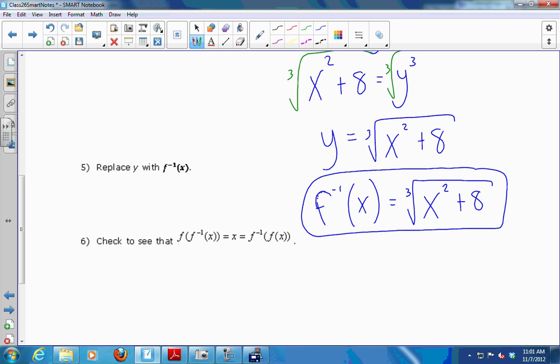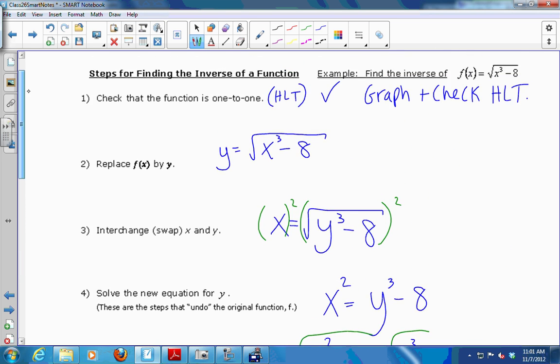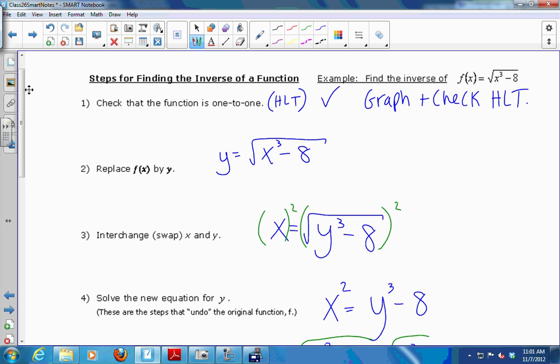It undoes what f did. So let's go back and look at f and see what it did to x. The function f takes an x, you plug in an x, and it cubes it, subtracts 8, and square roots. So we have to undo what was done in the reverse order. So we should square, add 8, and cube root.